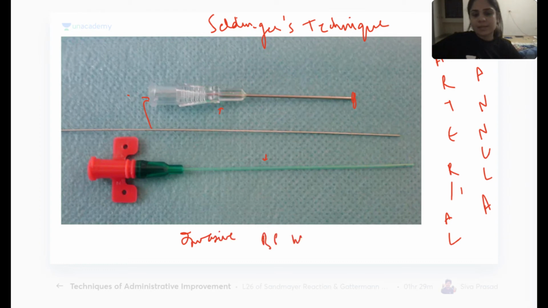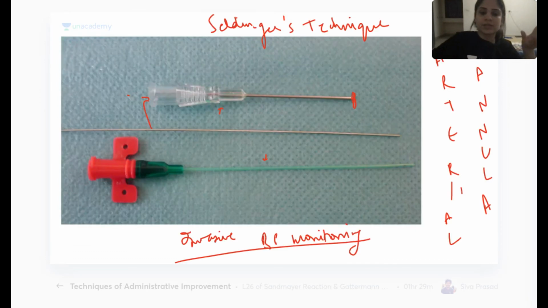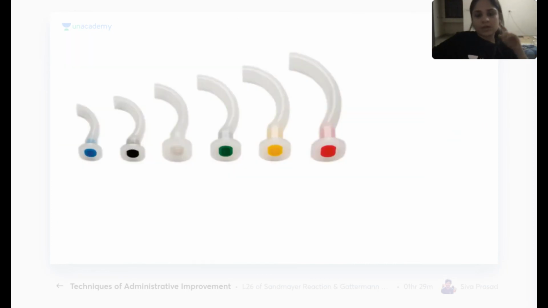In which cases will you do invasive blood pressure monitoring? Do you need the beat to beat BP in every patient or in any specific patients? If your patient has massive blood loss expected, you want to give a high amount of fluids, or if the patient has any cardiac problems like recent MI, in that case you will do invasive blood pressure monitoring. All right, identify this and give me two uses of this.